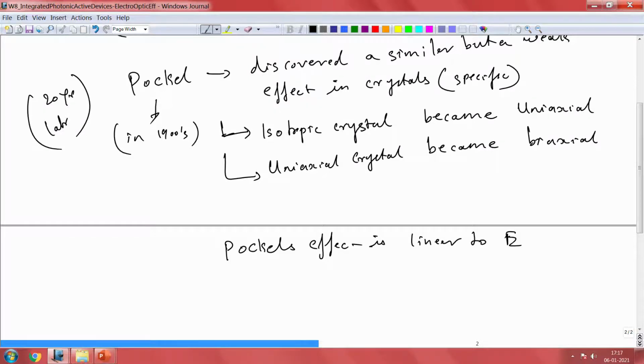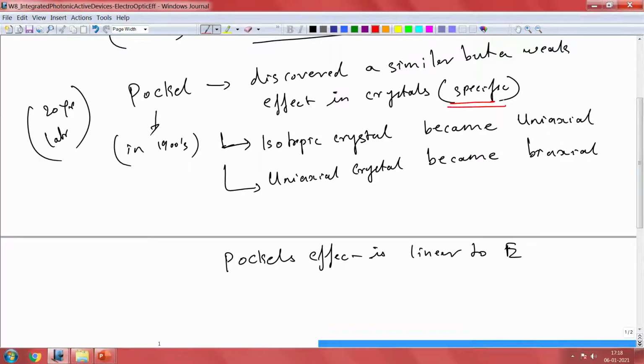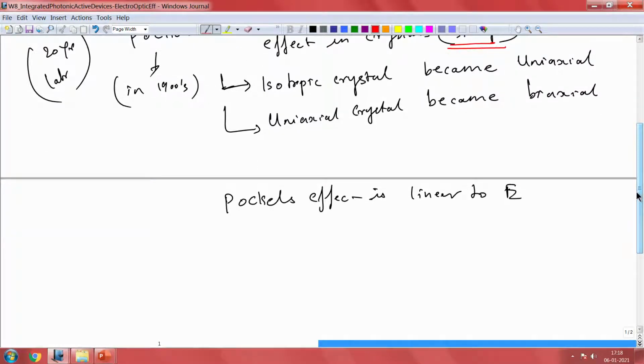And this is not universally found. That is why I mentioned it is only in specific crystals, not in all the crystals that are available. We have many different types of crystals available, but this particular property is not available in all of them. There is only a certain class of crystals that shows this Pockels effect or electro-optic effect.